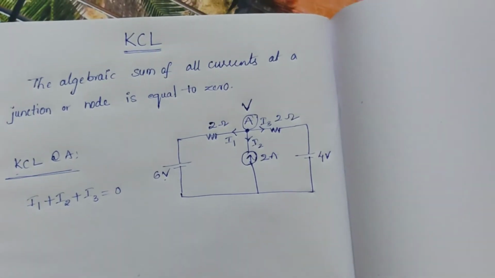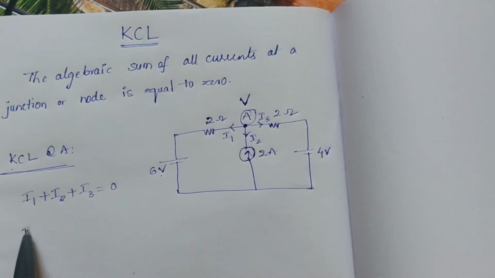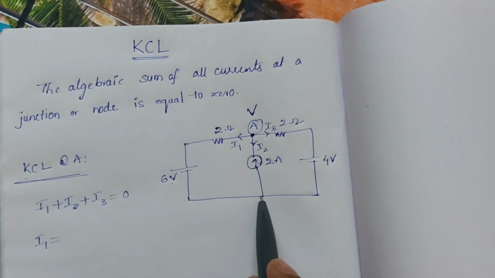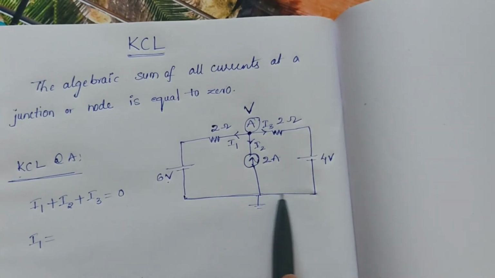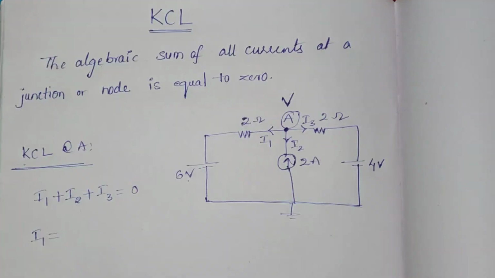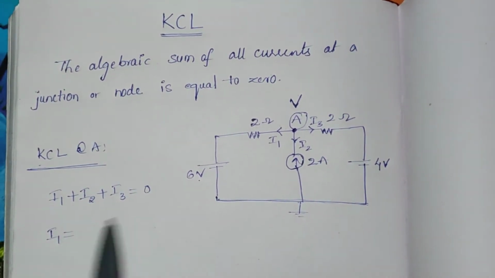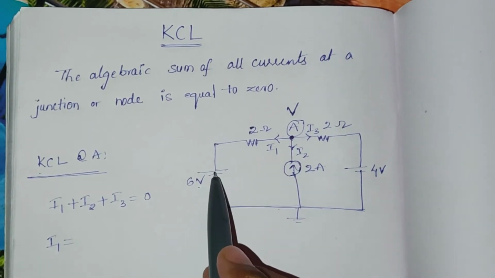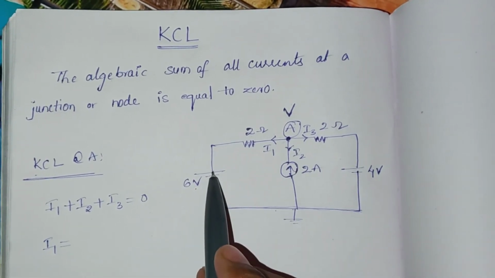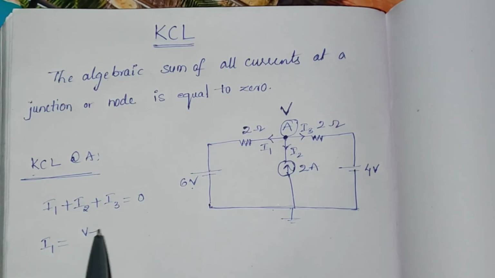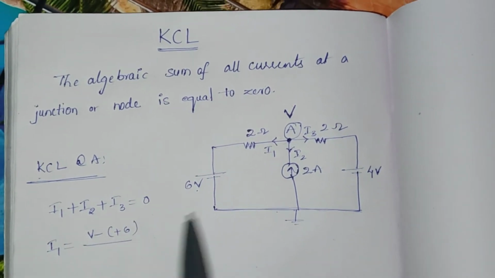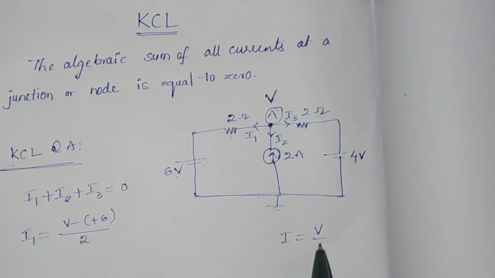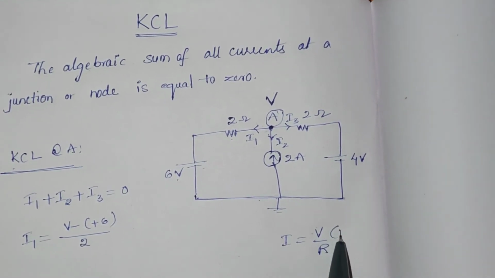So what is I1 here? I1 is nothing but the potential difference between our node A and earth. This is called earth, the common point. This is called ground or earth. So let us write I1 equal to the potential difference between V and ground. That is V minus plus 6 volts, the potential difference, divided by the resistance 2 ohms. I is nothing but V by R, right?